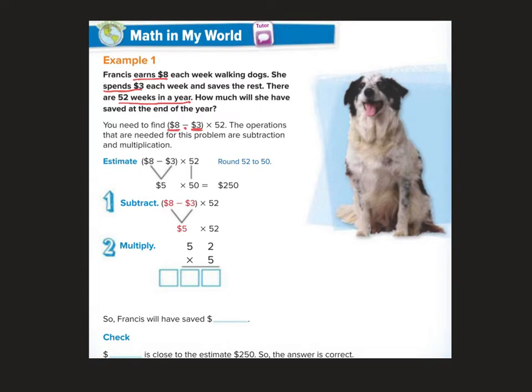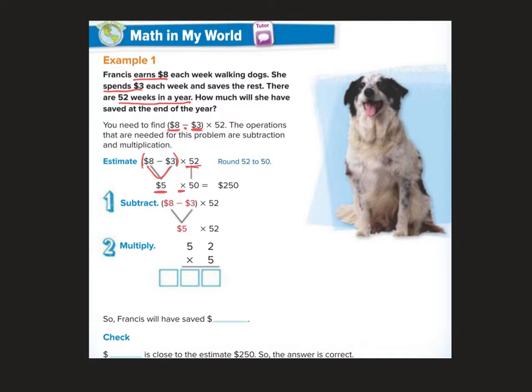Okay, and we need to put this into parentheses because if we don't put it into parentheses, we would multiply 3 times 52 first. And we don't want to do that because multiplication comes before adding and subtracting. So if we put parentheses around it, then that means do it first. So if I do 8 minus 3, I get $5. And then I need to multiply that by 52.